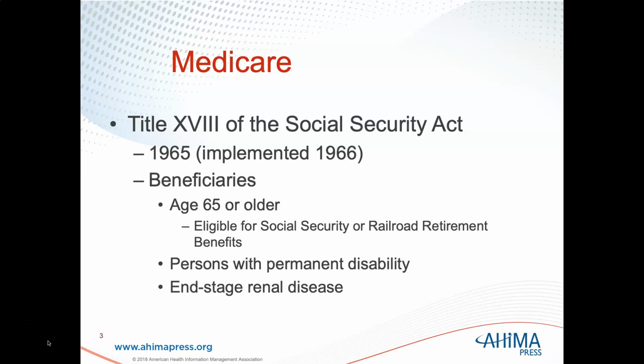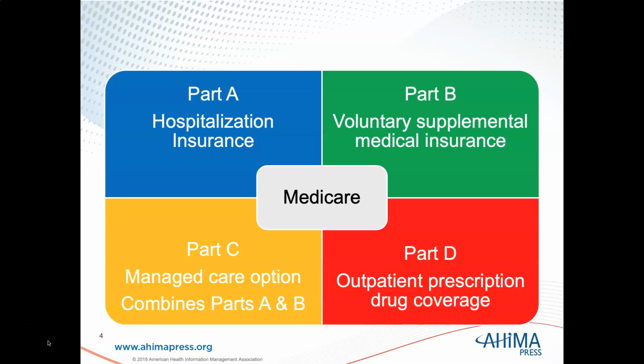There are 4 parts to Medicare, and you're going to want to make sure you memorize these 4 parts, okay? Hint, hint, hint for your quiz. Memorize these 4 parts. And really, you just need to know these in general. There's hospital insurance, Part A. That's all inpatient based. It also includes hospice, I believe. Part B is called voluntary supplemental medical insurance, and that's everything outpatient ambulatory. Then you have Part C, which is a managed care option, and it covers parts A and B together.